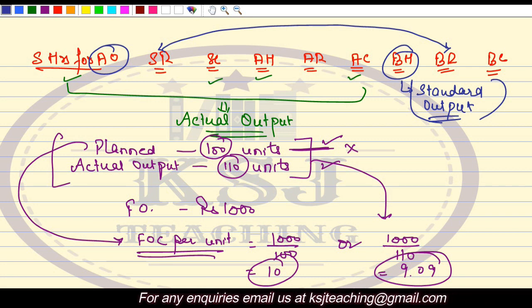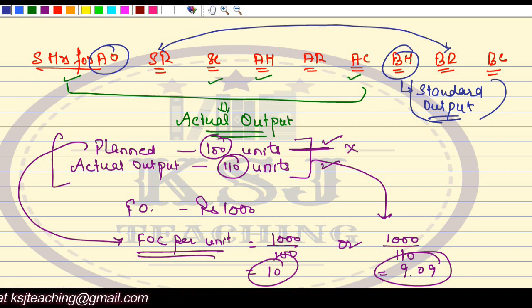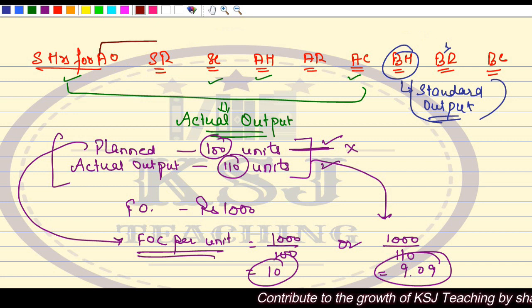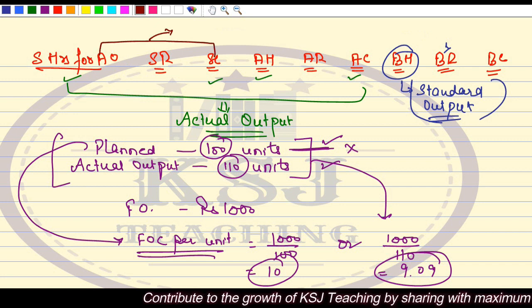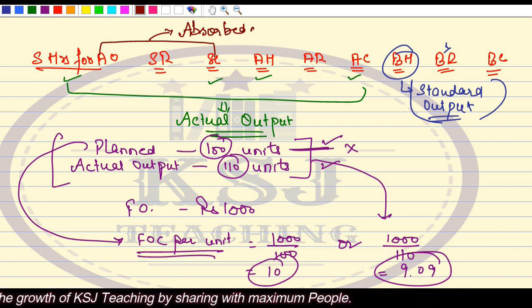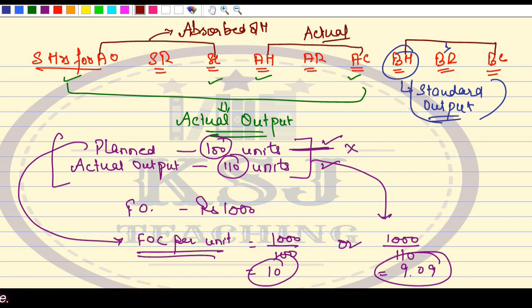Now, as I told you in the last lecture also, when we talk about standard hours for actual output and the standard cost, we call this the absorbed overheads, right? This is my absorbed overheads. These are my actual overheads and these are my budgeted overheads.